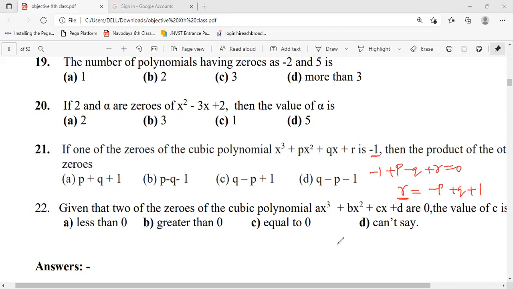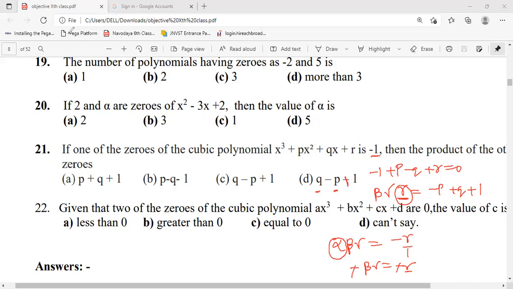R means if you take the product of the zeros all at a time, alpha beta gamma, that is equal to minus d by a, that means r by 1. Already this said one of the zeros is minus 1. So if you take alpha is equal to minus 1, then minus beta gamma is equal to minus r. The minus signs cancel. That means in place of r I can write beta gamma. So this is only the product of the zeros: minus p plus q plus 1. Okay.